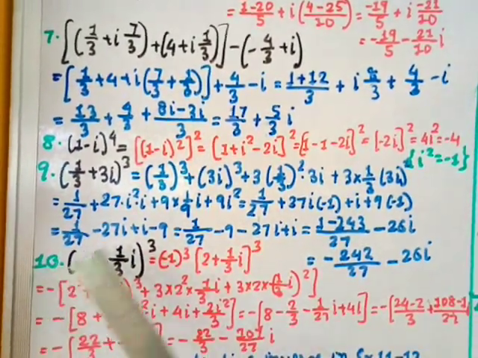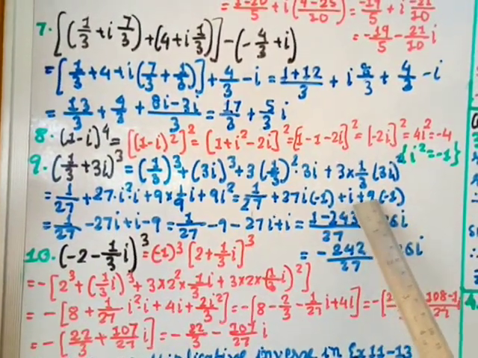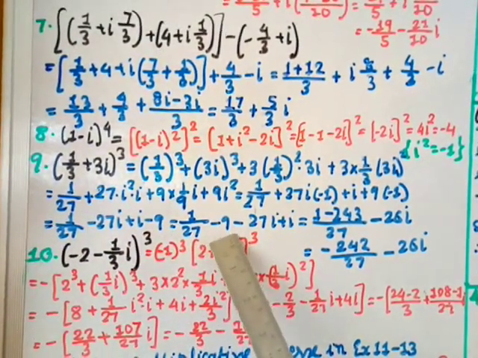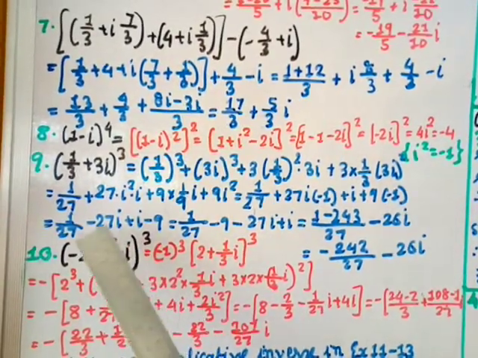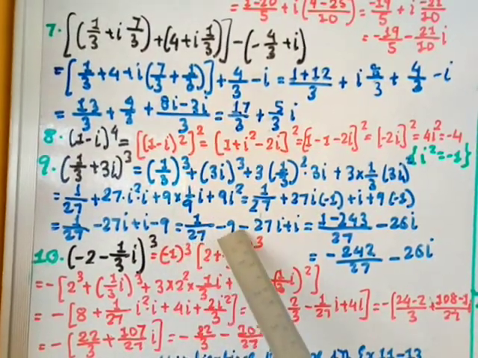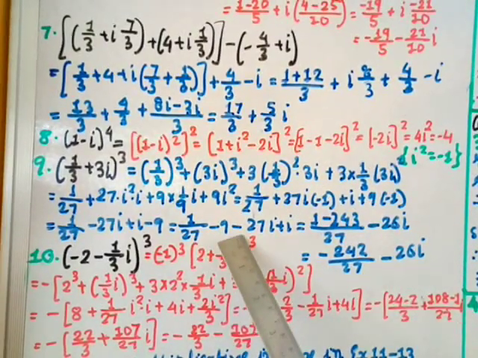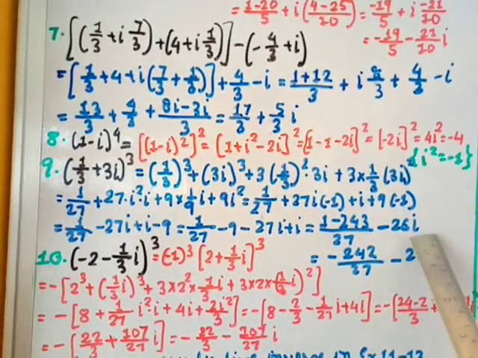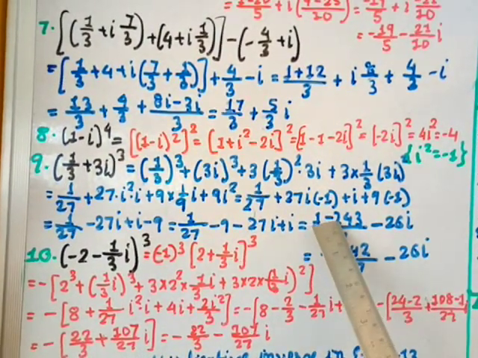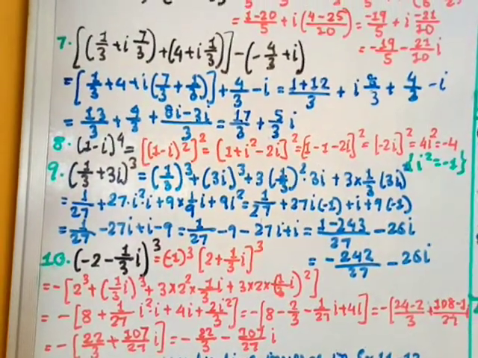So here 1 by 27 still as it is, this becomes minus 27i plus this i, plus 9 into minus 1 is minus 9, equal to 1 by 27 minus 9. Okay, the real part, minus the imaginary part, that is minus 27i plus i, the i term. Here take the LCM. When you take the LCM 27, you get 1 minus 243 by 27, and simplifying, minus 27i plus i gives you minus 26i. Okay, and you find the difference, 243 minus 1, this is a negative answer, 242 divided by 27 minus 26i. So that is the solution for question number 9.